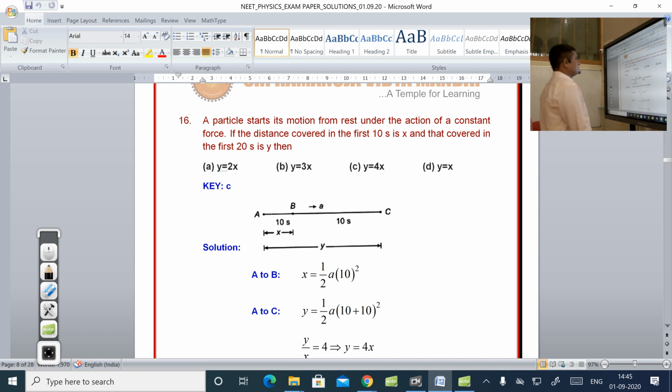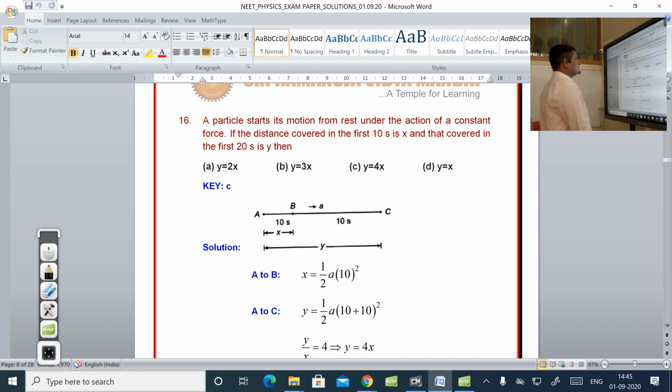A particle starts its motion, that means u is 0, under the action of constant force. The distance covered in the first 10 seconds is x and in the first 20 seconds is y. First 20 seconds means starting from A to C, out of which A to B is 10, so B to C is the next 10 seconds. So directly you can take the intervals A to B and A to C and write down the equation s is equal to ut plus half at square.